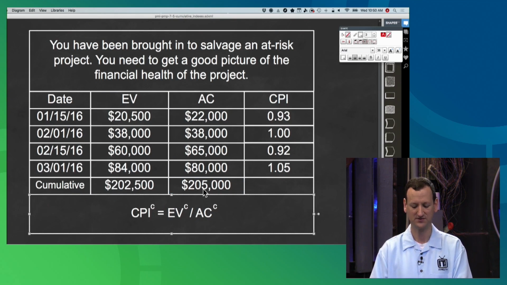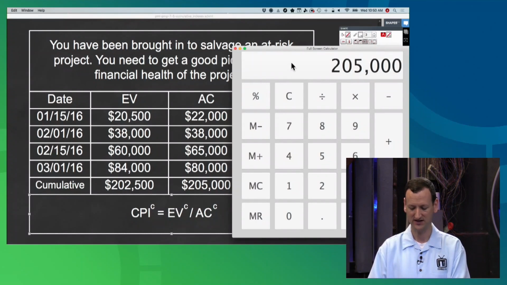So I get $205,000. Now, all I have to do is take these two numbers and run them through my formula, the same formula that we've been using. So I take my earned value, $202,500, and I divide that by my actual cost, $205,000.